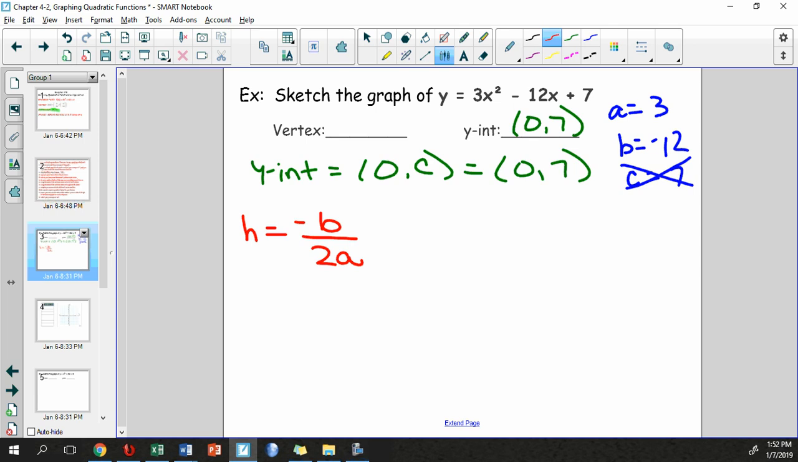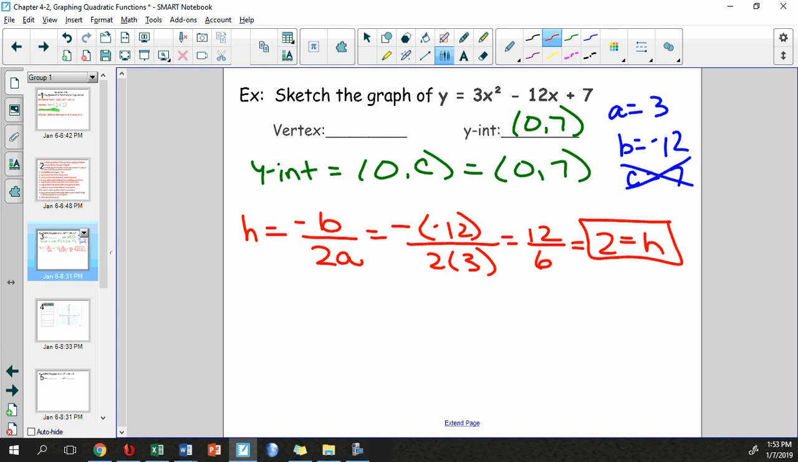You are simply going to plug and chug. This is what we did last Friday. So this is going to be a negative times a negative 12 over 2 times 3. A double negative creates a positive. 12 divided by 2 times 3 is 6, to give you a 2 as your h value. Do we all understand where h came from?